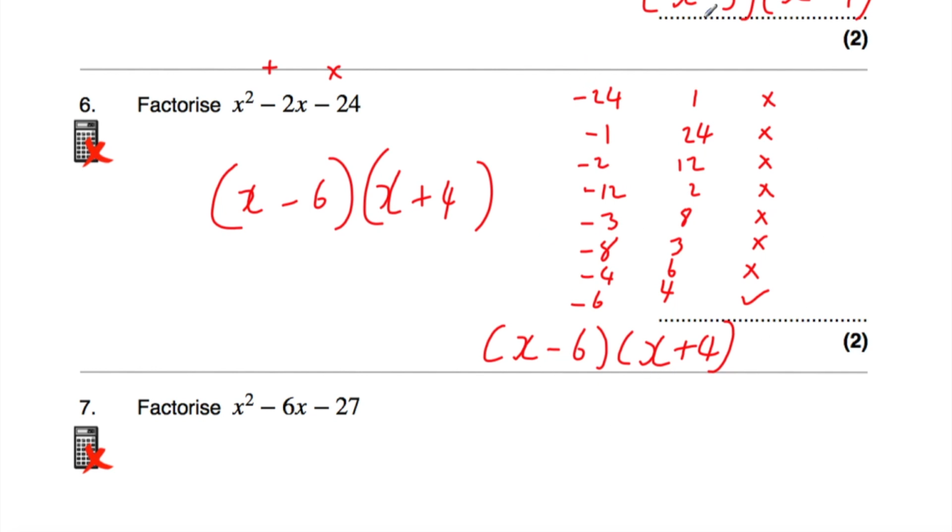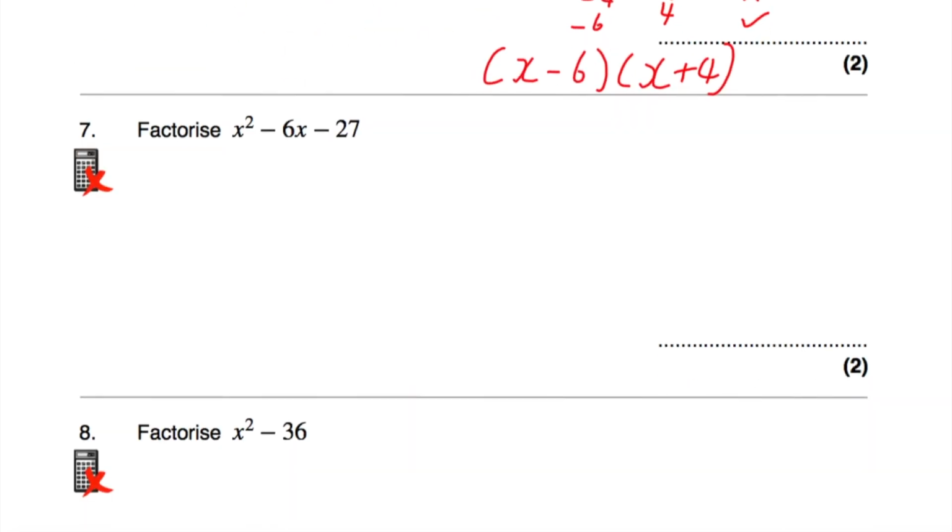Now, in terms of our options here, I actually did choose them in this order on purpose so that our answer would be the last one. It's not always the last one. I just did that on purpose. Okay, let's have a look at our next question, question number 7.